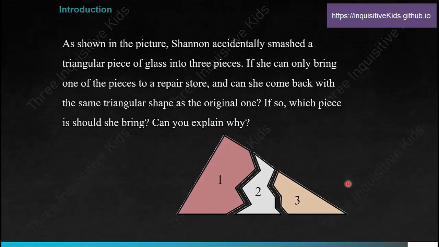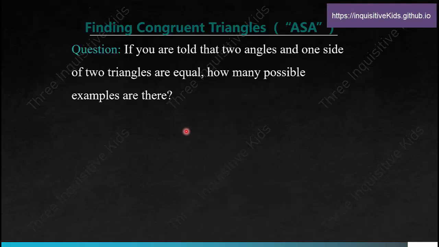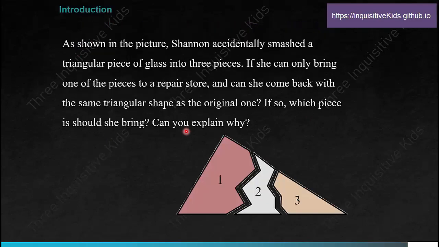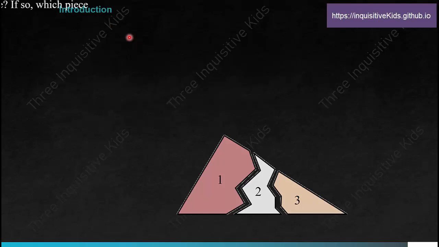So here's our introduction. As shown in the picture, Shannon accidentally smashed a triangular piece of glass into 3 pieces. If she can only bring one of the pieces into a repair store, can she come back with the same triangular shape as the original one? If so, which piece should she bring? Can you explain why? This is a problem we're going to be revisiting throughout the lesson, and at the end of this lesson, I'm going to reveal the answer. But be thinking about it.